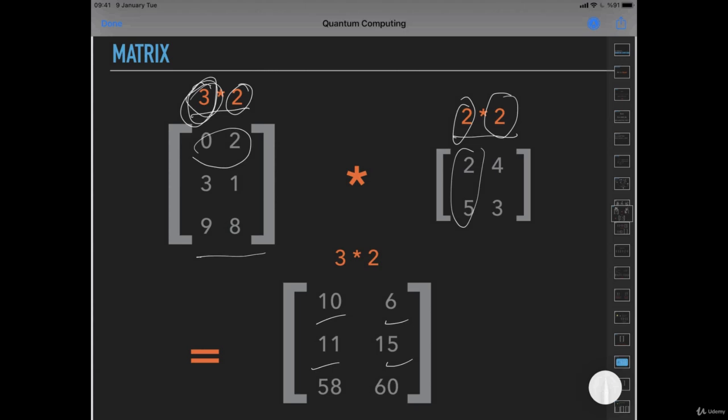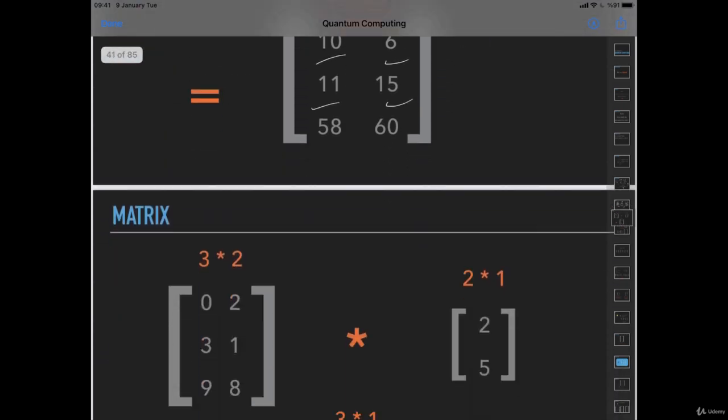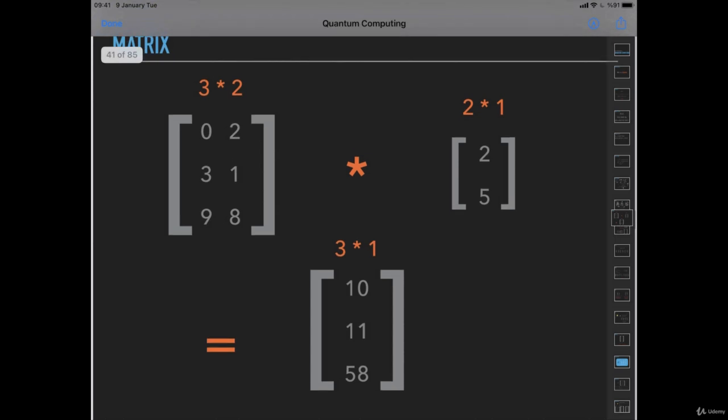Again, pause the video and feel free to complete this on your own as an exercise. But the idea over here is that if we can multiply it, we can immediately know how many rows and columns we get as a result.